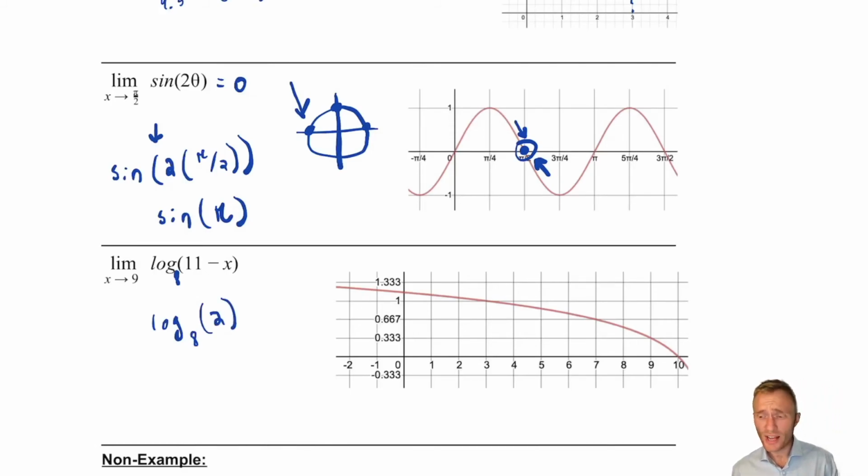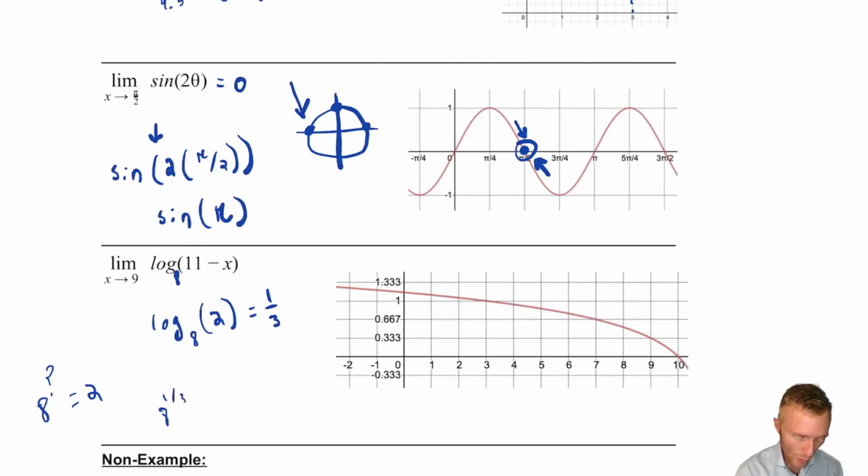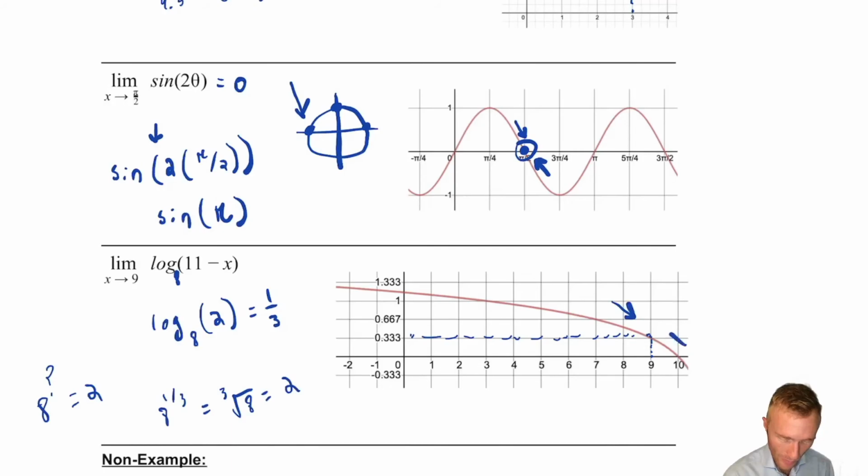Remember how logs work? This is just asking what power of 8 is 2, right? This is asking 8 to what power equals 2. And in this case, this is going to be 1/3. Because remember, our fractional exponents, 8 to the 1/3 would be the cube root of 8. What times itself 3 times is 8? That's 2. That's why the log base 8 of 2 is 1/3. And just to check on our graph before we put it in, if we look when x is 9, yep, there it is. From the left, from the right, and in this case, because we have a continuous function, the actual value is 1/3.